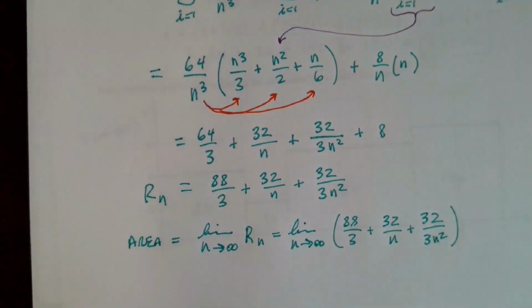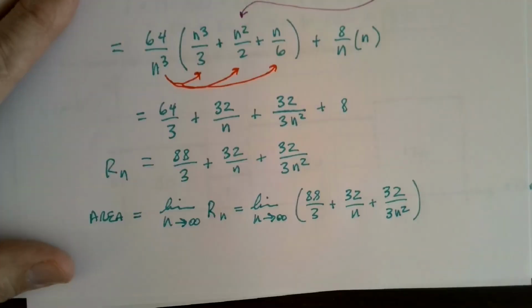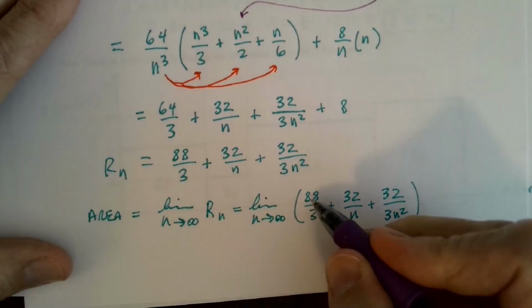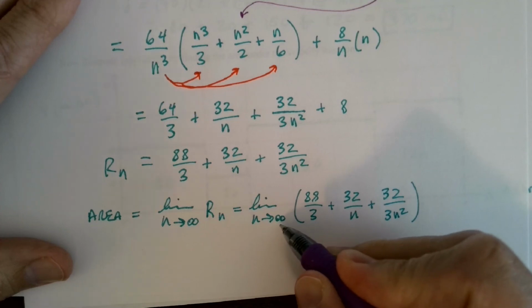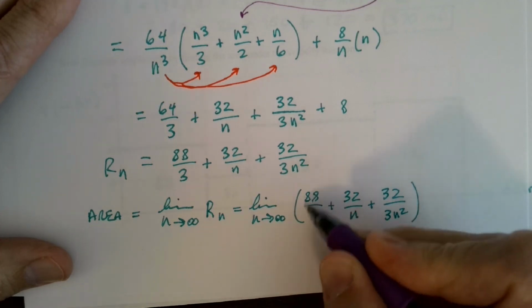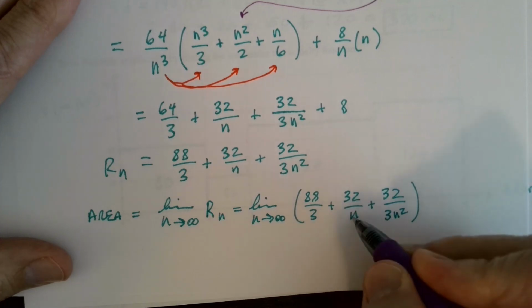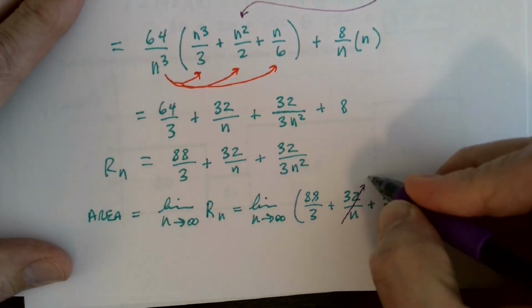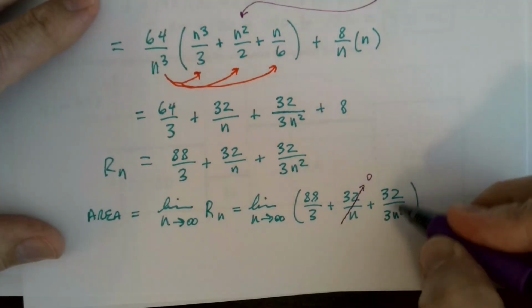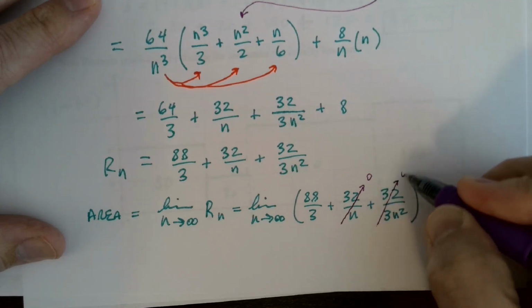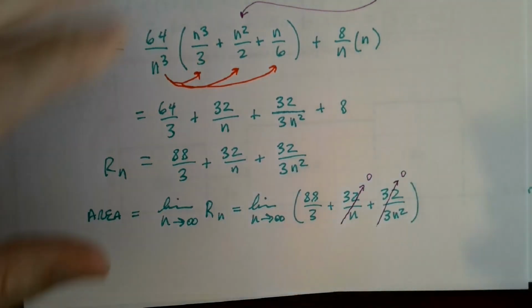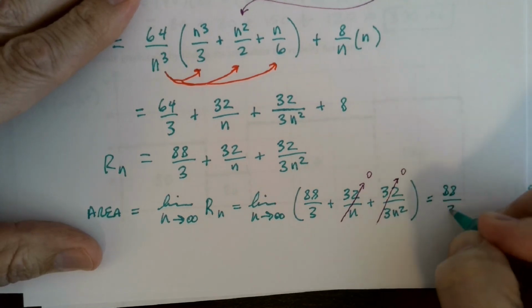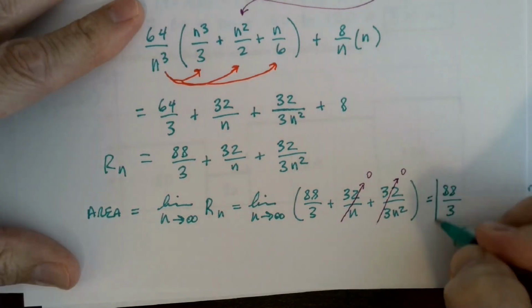Now you have to remember how to find limits at infinity from Calculus 1. Do you remember how to do that? What's going to happen to the 88 thirds as n goes to infinity? Well, nothing, right? It's just 88 thirds. It's going to stay the same. What's going to happen to 32 divided by n? Well, as n goes to infinity, n gets bigger and bigger. 32 over n is getting closer and closer to what? We say the limit is what? This is going to go to 0. Right? 32 over 3n squared, again, n squared is going to get bigger and bigger, so again, this is going to 0. And so what's our limit? 88 thirds. 88 thirds. That is the area under that curve.